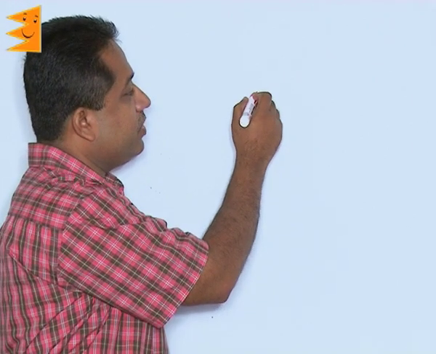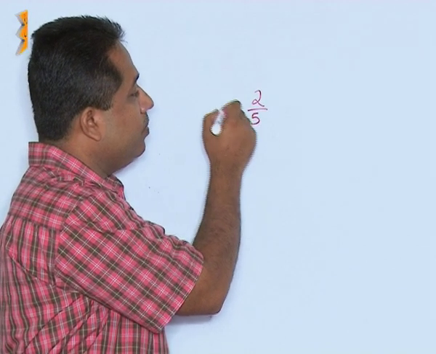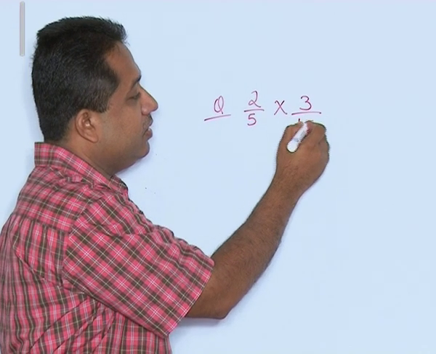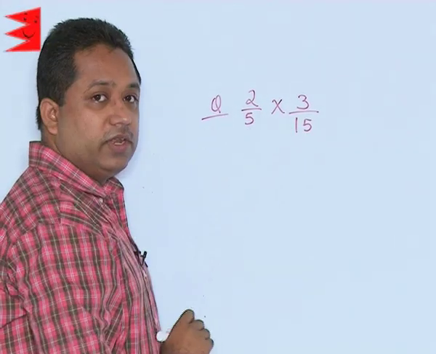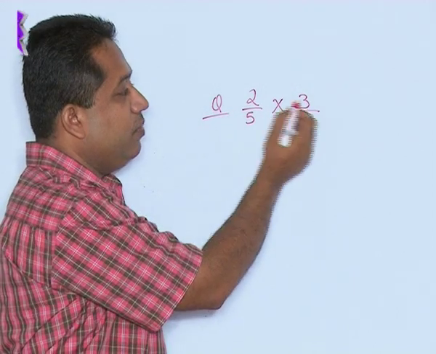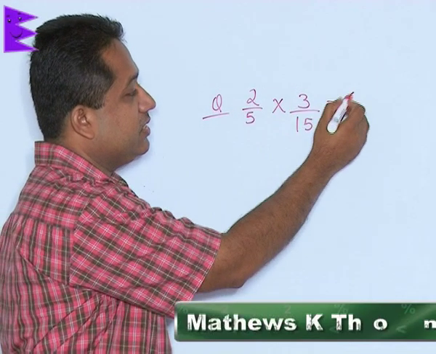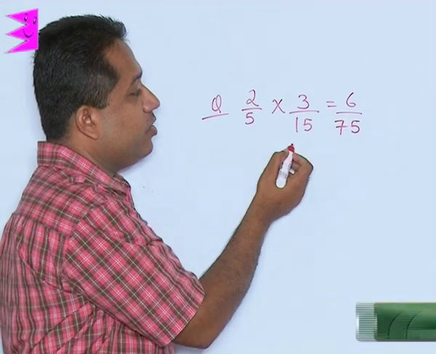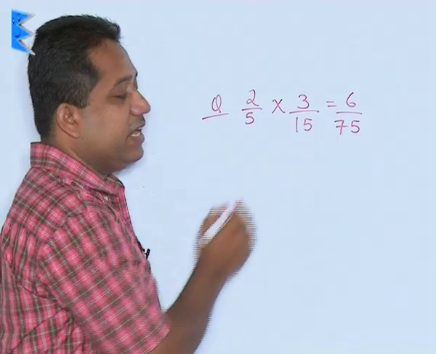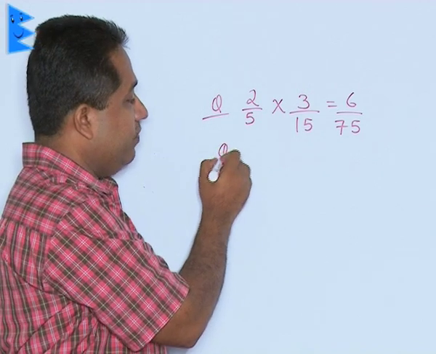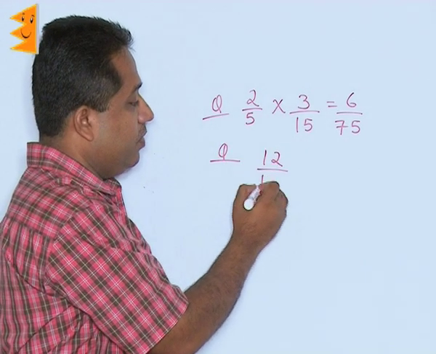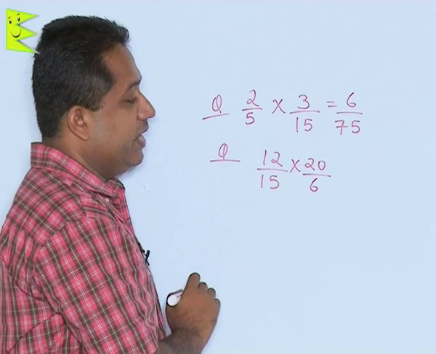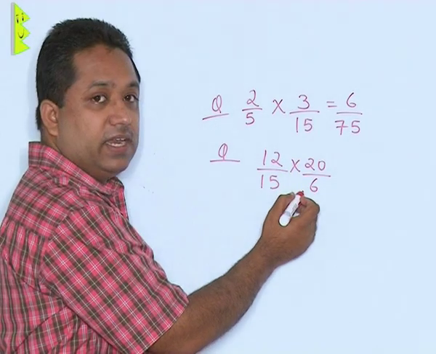So, in multiplication we saw that the numerator is multiplied with the numerator and the denominator is multiplied with the denominator. So, simple multiplication: 2 into 3 is 6, 15 into 5 we get 75. And as I told, we will have to see whether it is getting cancelled or not. So, if they are cancelling, let us say 12 upon 15 into 20 upon 6, then we will have to cancel that and simplify it.